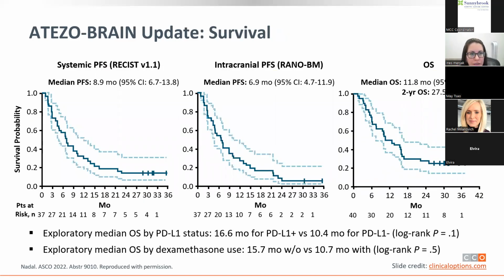So in this update, they showed the PFS systemically was 8.9, intracranially 6.9 months, and the overall survival was approaching 1 year. And PD-L1 status and dexamethasone didn't have any significant effects on the overall survival.